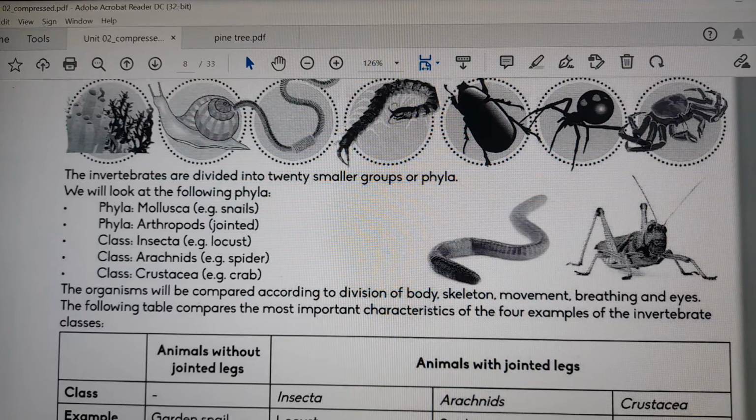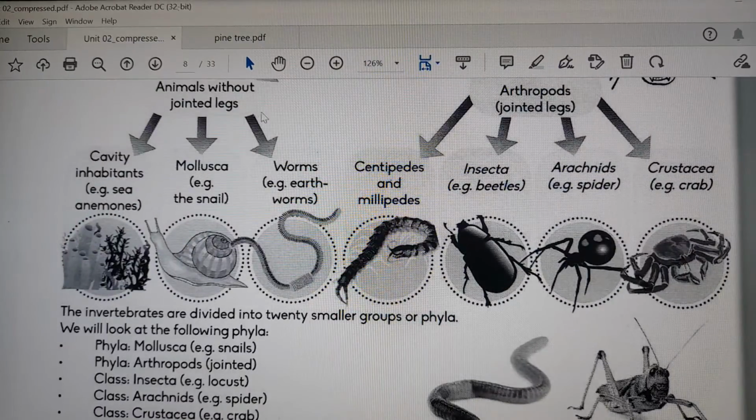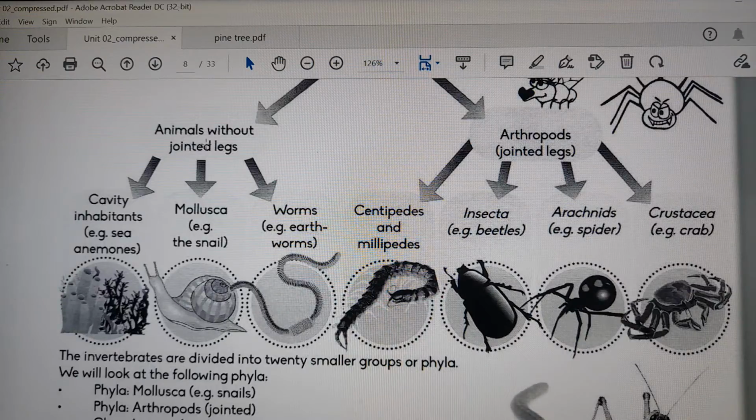Please don't confuse yourself and try to understand all of these. Under animals without jointed legs, we are only going to focus on mollusca. Under arthropods, we are going to focus on insecta, and our example is going to be a locust. Then arachnids, our example is spider, and crustacea, which is a crab.